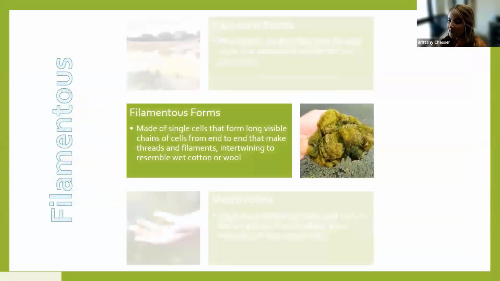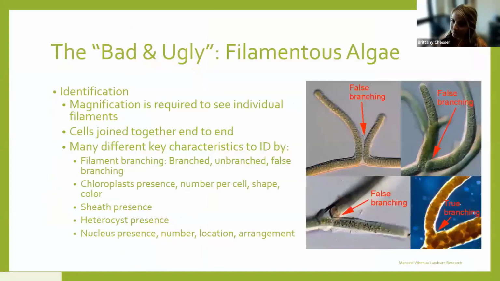Next, we'll discuss the bad and the ugly. So these are filamentous forms, or filamentous algae. To distinguish between different species of filamentous algae, magnification is required just to see individual filaments. The cells are joined together end to end, but one key characteristic is looking at different types of filament branching. So are your filaments completely unbranched?